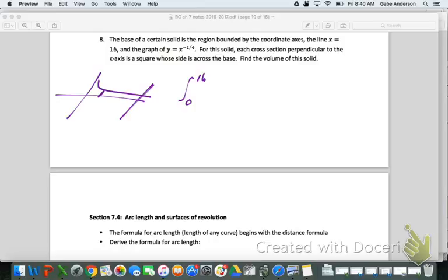Cross sections are squares. So it's going to be side squared, dx. And honestly, isn't the integrand really simple? What's the integrand? Yeah, x to the negative 1/4, and then of course squared. What would be the challenge? Because compared to what we just did, this one's pretty easy. What would be the challenge on this one?